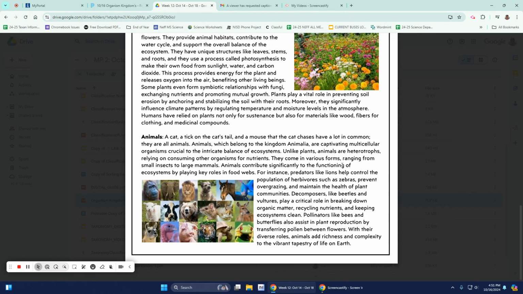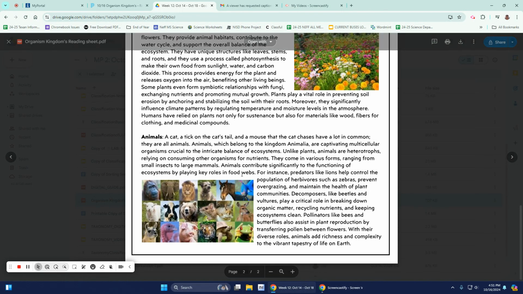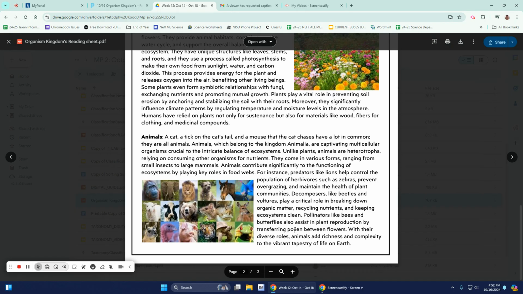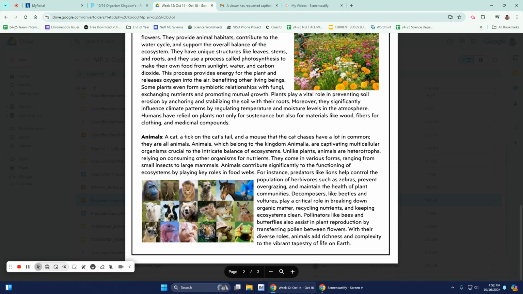Animals contribute significantly to the functioning of ecosystems by playing key roles in food webs. For instance, predators like lions help control the population of herbivores such as zebras, prevent overgrazing, and maintain the health of plant communities. Decomposers like beetles and vultures play a critical role in breaking down organic matter, recycling nutrients, and keeping ecosystems clean. Pollinators, like bees and butterflies, also assist in plant reproduction by transferring pollen between flowers. With their diverse roles, animals add richness and complexity to the vibrant tapestry of life on Earth.